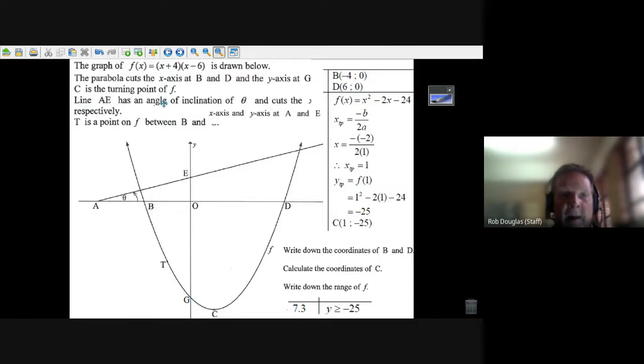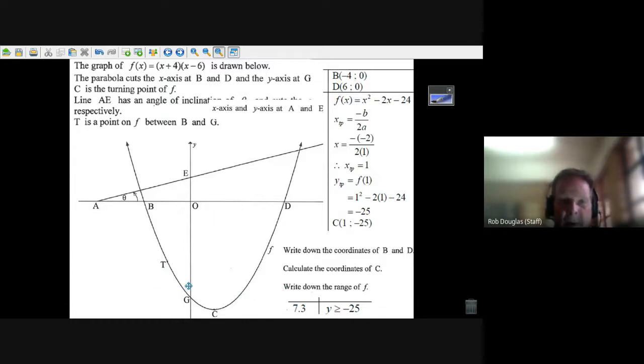Now, the line AE has an angle of inclination of theta, they say, and it cuts the x-axis and the y-axis at A and E. Okay, that's the intercepts of the line, y-intercept and x-intercept. The last thing they say is T is a point on the function, on the parabola, between B and G.